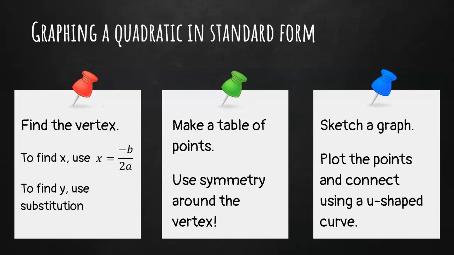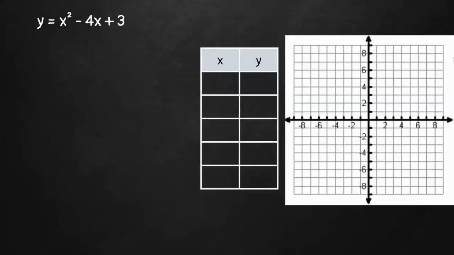Then you'll make a table of points. Remember to use symmetry around the vertex. And then sketch your graph. You'll plot your points and then connect using a U-shaped curve. Make sure that it's curved. Now let's do some examples together.